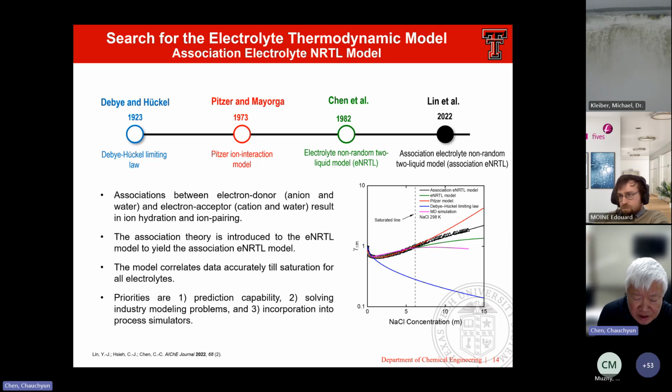So for this model, our priorities now are to examine its predictive capability, and expand the scope of the electrolytes from 46 to 135 that we have data for. And also we need to apply this model to show that indeed it solves industrial problems that we could not address with NRTL. And lastly, we need to convince AspenTech to introduce the model into Aspen Plus.